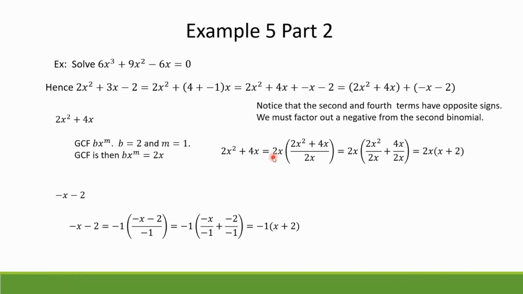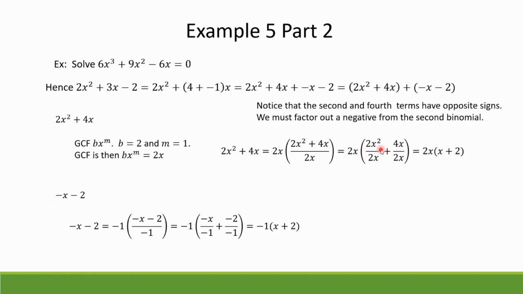B times x to the m then is 2 times x. So we factor that out. We put it in front, and you have to divide to see what's left over, right? But when you divide into each term in a sum, that's what you have to do. You divide into each term in the sum, right?